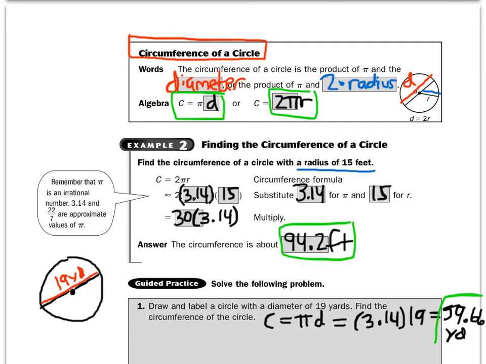Now remember, circumference goes around the circle, so it's kind of like perimeter going around the circle, and that's why the label is just feet.